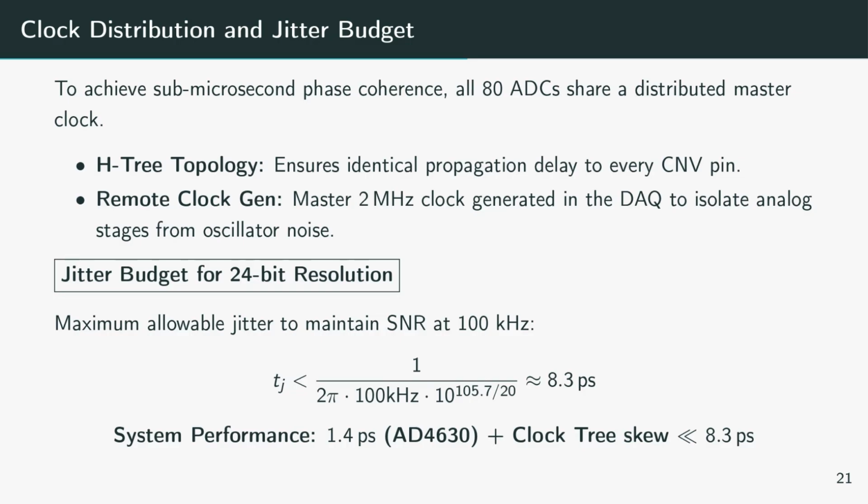Something that we have taken deeply into account is for our acoustic beamforming to work properly. For that, phase coherence is absolutely critical. All 160 channels must be sampled at the same exact instant. We have achieved this using a distributed master clock routed through an H-tree topology, which guarantees that the signal travel time is identical across all ADCs. To maintain our high SNR, our jitter budget dictates that we stay below 8.3 picoseconds. Thanks to the ultra-low jitter of our chosen ADCs and the strict clock distribution, our system easily outperforms this requirement.